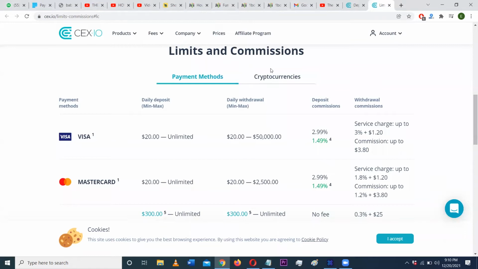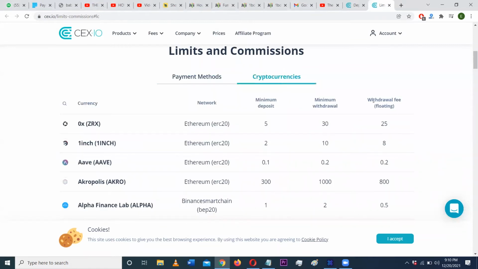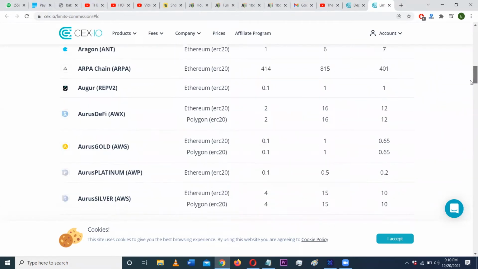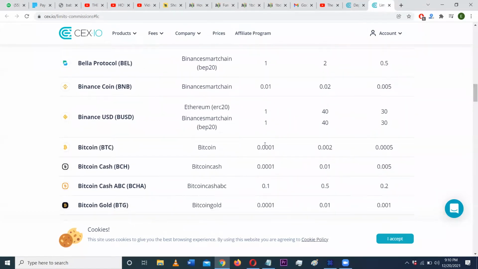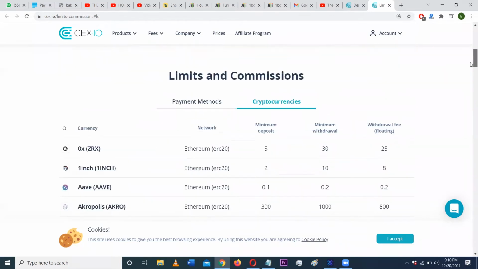Okay, so there are payment methods. Let me check cryptocurrencies. For Bitcoin, the minimum deposit is 0.0001, so three zeros before the 1. That's okay. It shows the minimum deposit, the minimum withdrawal, and the withdrawal fee. So when you're withdrawing Bitcoin or any currency from this exchange, just in case you want to know what you're doing.